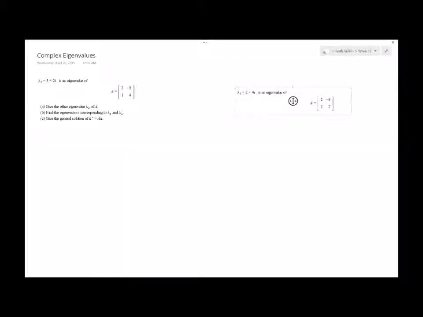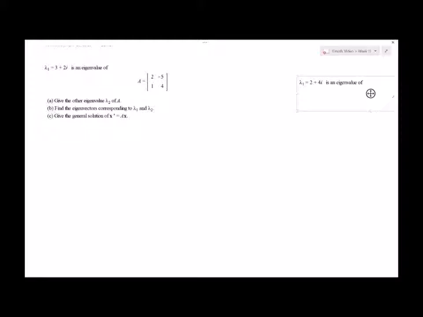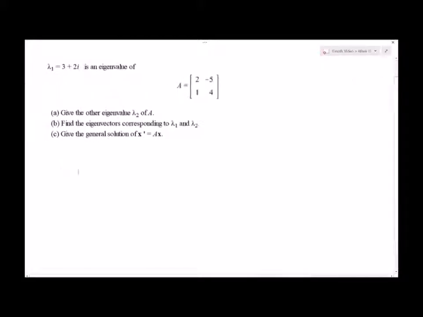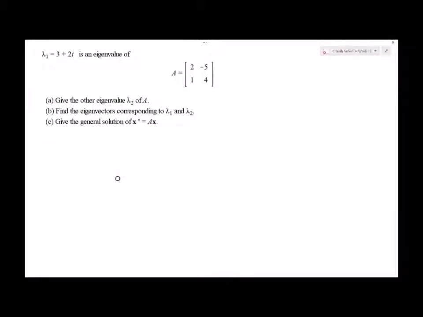Let's do complex eigenvalues. So this is going to usually be a 2 by 2. And so let's say, okay, if it tells you lambda 1 is 3 plus 2i, what would lambda 2 be? If you remember from all our past stuff, when there's a complex, there's always a plus and a minus. So that means that lambda 2 is going to be 3 minus 2i. Right there, you already answered A.